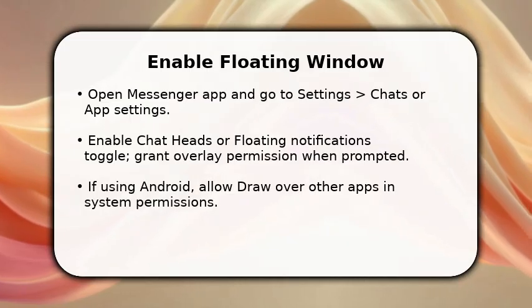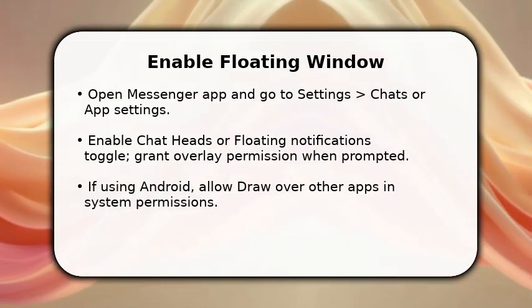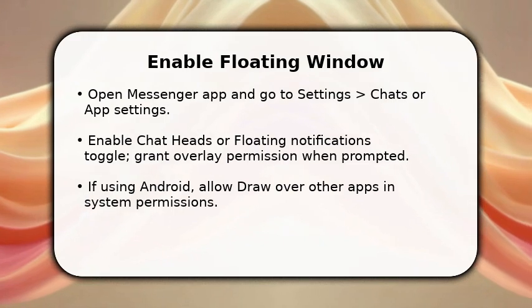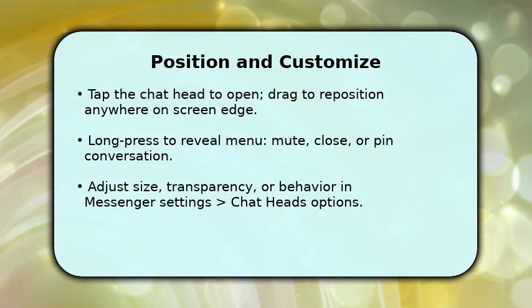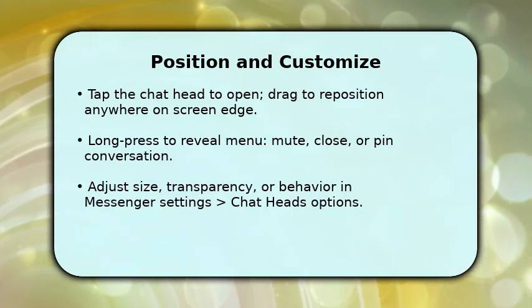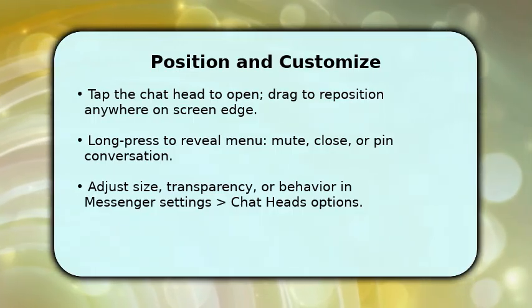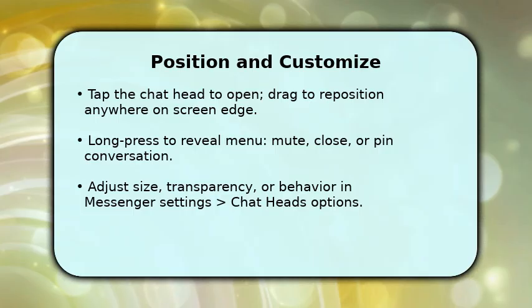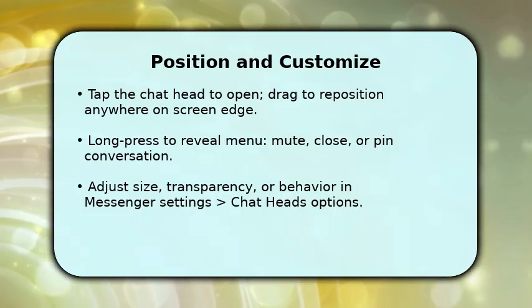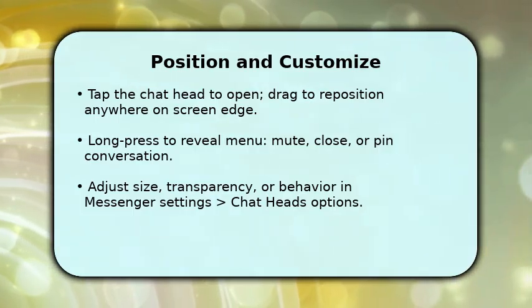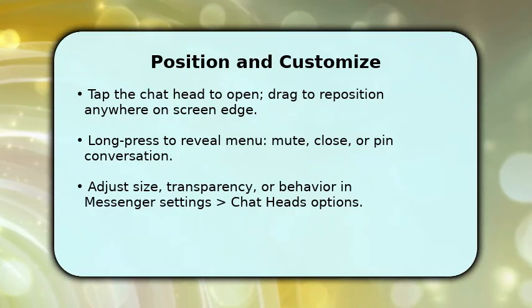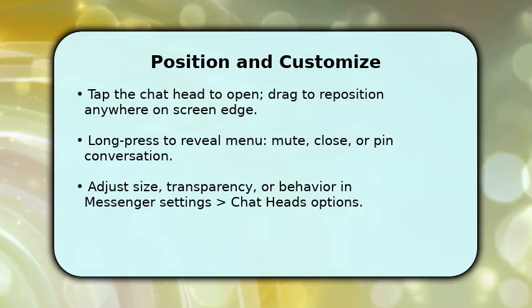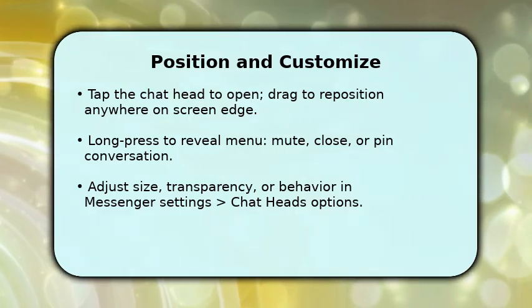Once done, test by receiving a message. You should see a small circular head appear over your current app. Now you refine how the floating window behaves. Tap a chat head to open the mini window, then drag it to any screen edge to keep it accessible without blocking content. Long press the head to access quick actions like mute, close, or pin that conversation. These controls help manage interruptions.